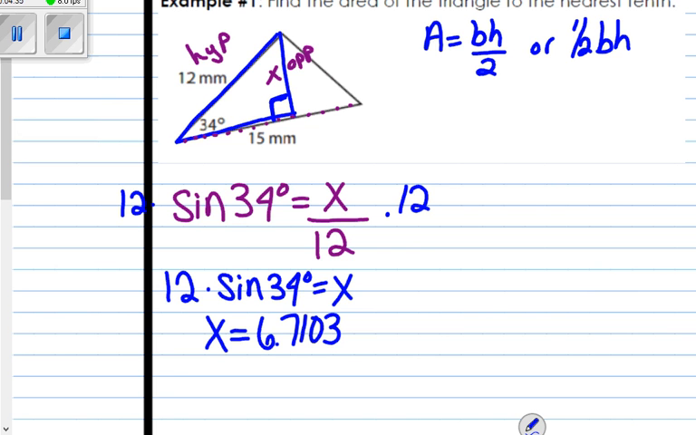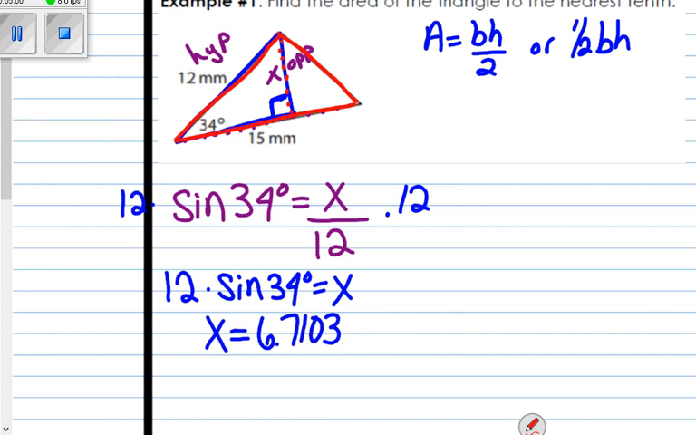6.7103. So what we just found now is the height of the triangle. So now I can go back to my original equation, which is base times height divided by 2. So I have my base. Now I'm going back to my original triangle. I'm going to outline it in red.